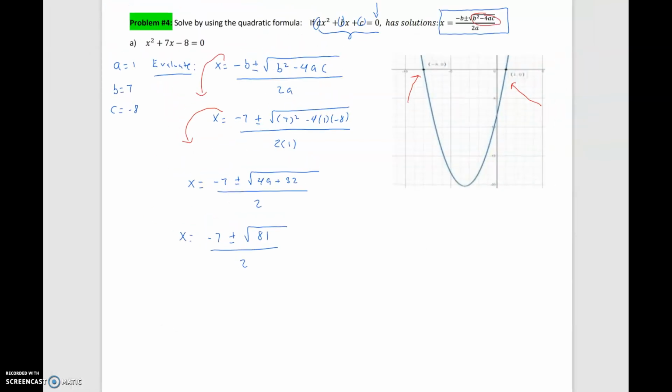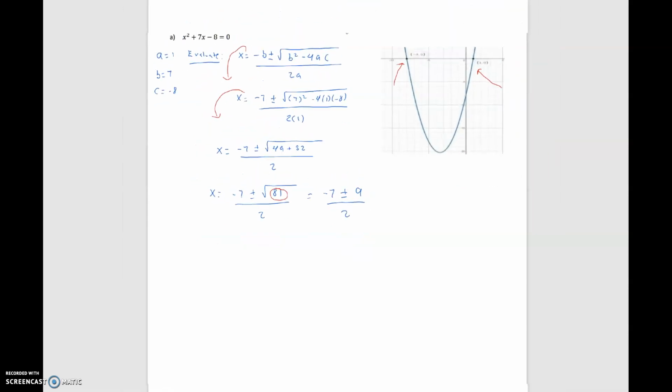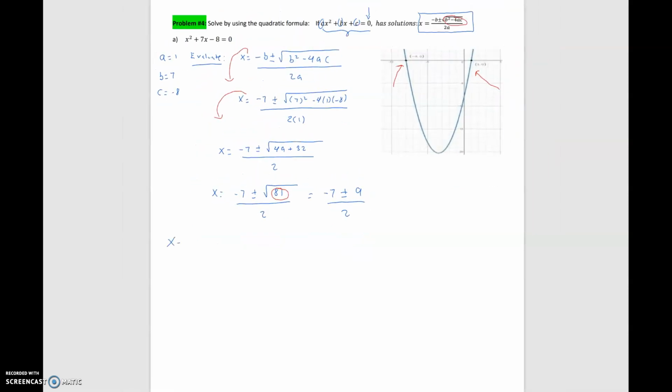Also, there's a chance, because of the numbers, that this number doesn't simplify easily, and you're going to have to find perfect squares to simplify it. In this case, we end up with an integer. So let me rewrite it as -7 plus or minus 9, divided by 2. And let me separate it since we're going to end up with two solutions. So x is equal to -7 plus 9 divided by 2, or x is equal to -7 minus 9 divided by 2.